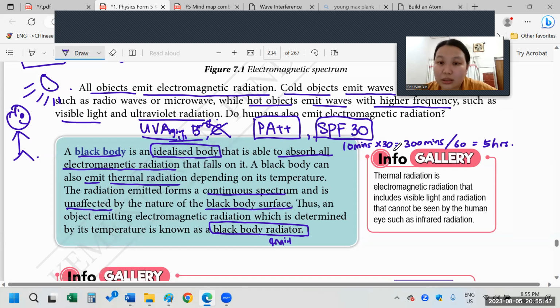Okay, so here is the explanation. Thermal radiation is electromagnetic radiation that includes visible light and radiation that cannot be seen by the human eye, such as infrared. So you can see it shines out light, or you cannot see anything, but you can feel it. Oh, it's hot. So that's a black body. It will emit radiation.